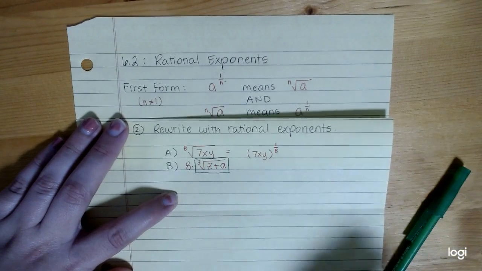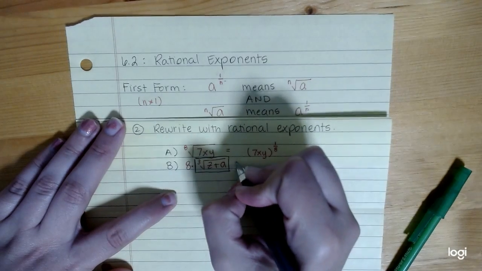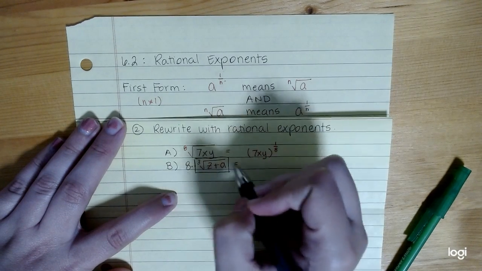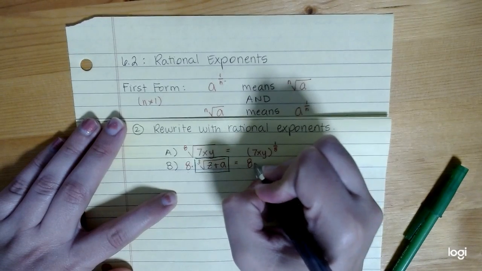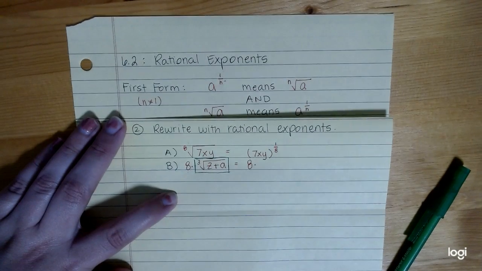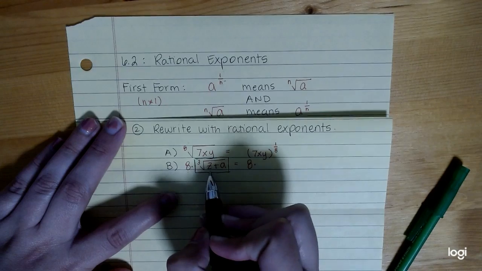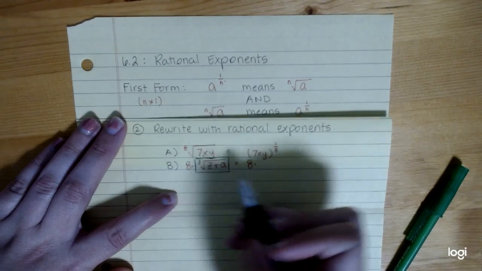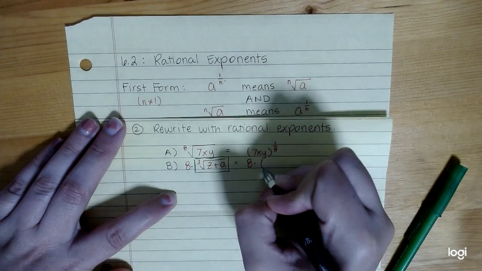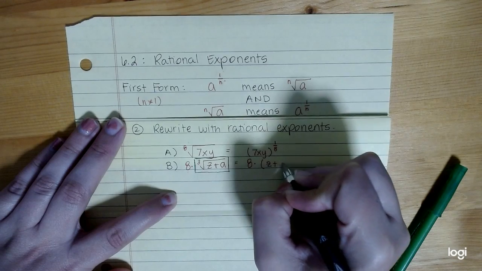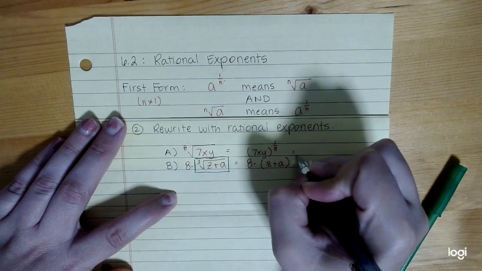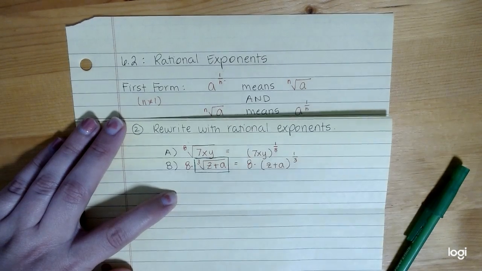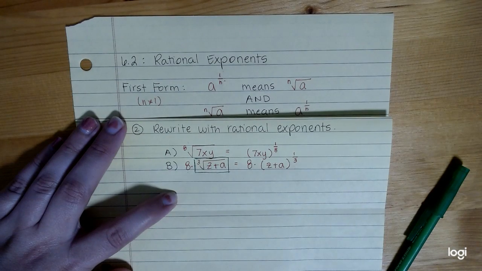So the 8 is just going to come along for the ride, in terms of it's 8 times that radical expression, so it's going to be 8 times our rational expression there. Now again, the whole radicand needs to be our base, so I'm going to put that z plus a radicand in parentheses, and then 1 over the index of my radical, which is going to be 3 there.